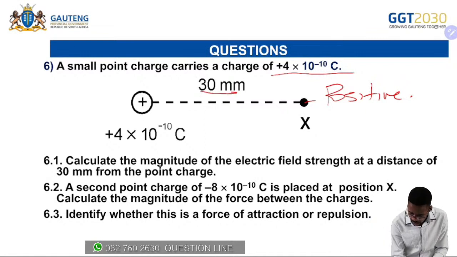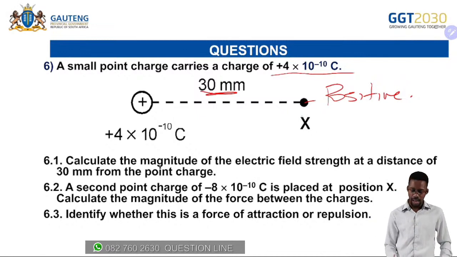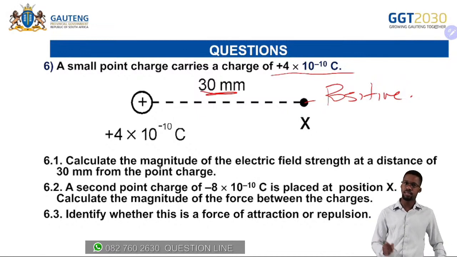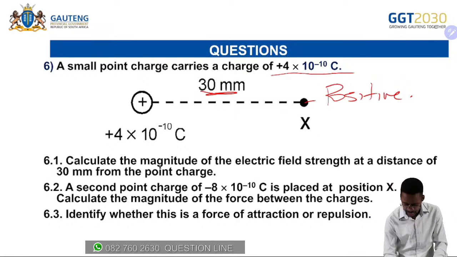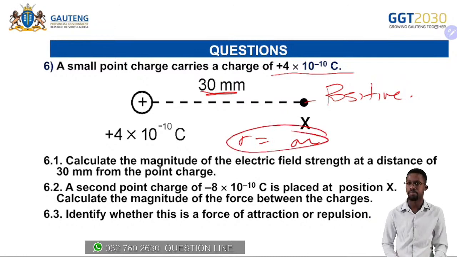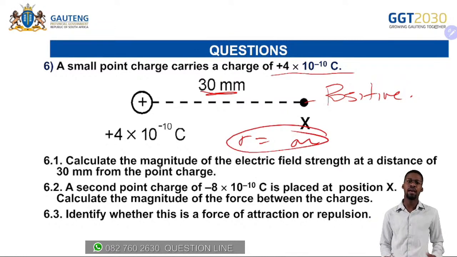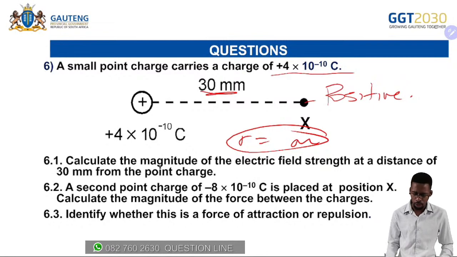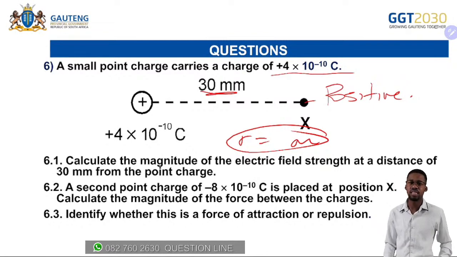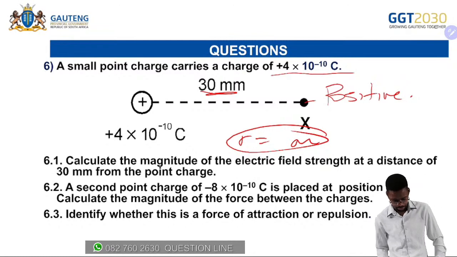And let's look at our distance. The distance is between the charge and a positive test charge, and it is in millimeters. Yesterday, I emphasized the issue of distance. The distance should be in meters. So the first thing you should do is assess whether your distance is in meters or not. In this scenario, it is in millimeters, meaning that the onus is with us to convert 30 millimeters to meters.